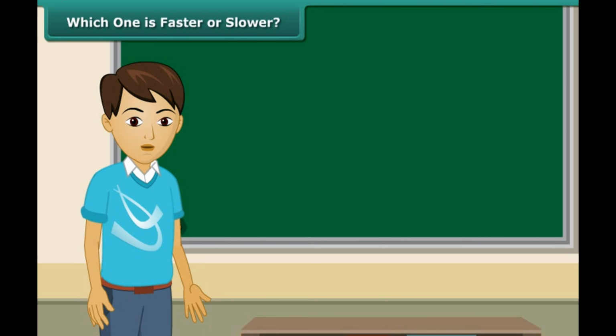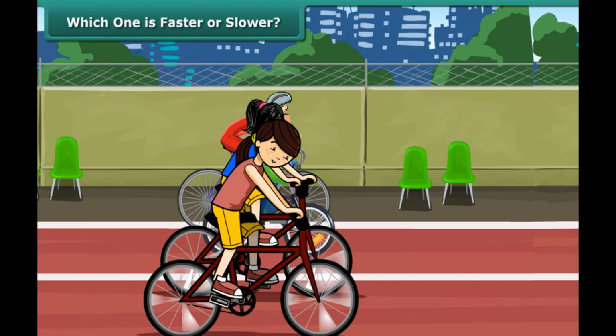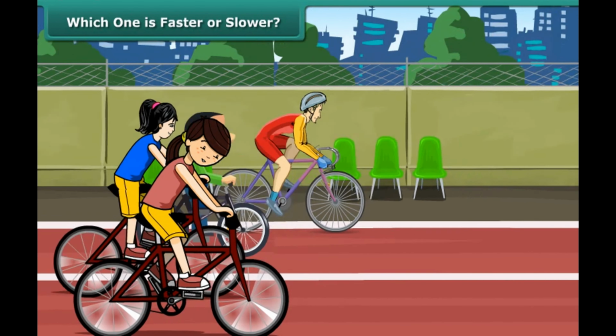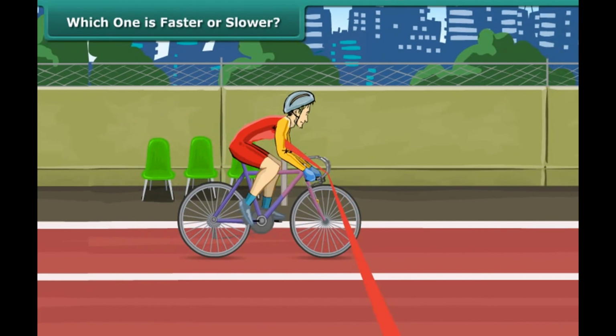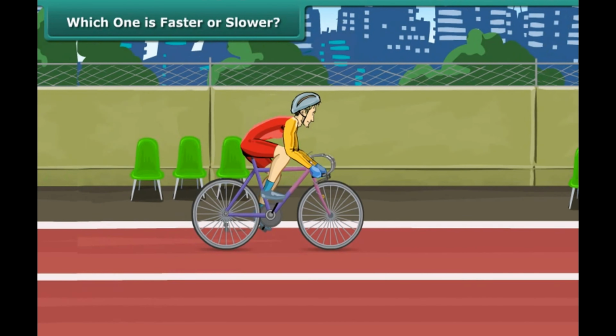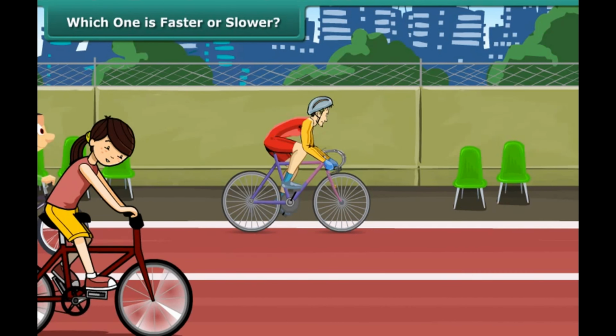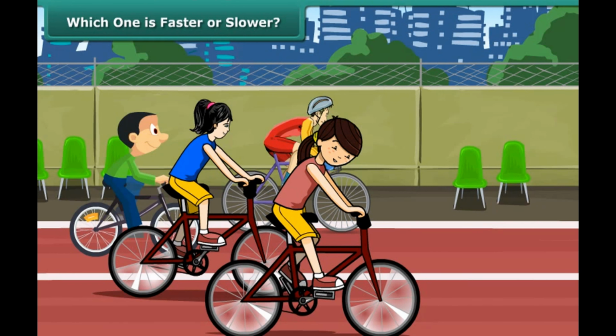Consider a 1,000-meter cycle race. When the whistle blows, the race begins. Every cyclist starts at the same time. Suppose after 10 minutes, one cyclist reaches the finishing line. This means that the winner covered the distance of 1,000 meters in 10 minutes. This also means that all the others who reached the finishing line later covered less than 1,000 meters in 10 minutes and hence lost the race.